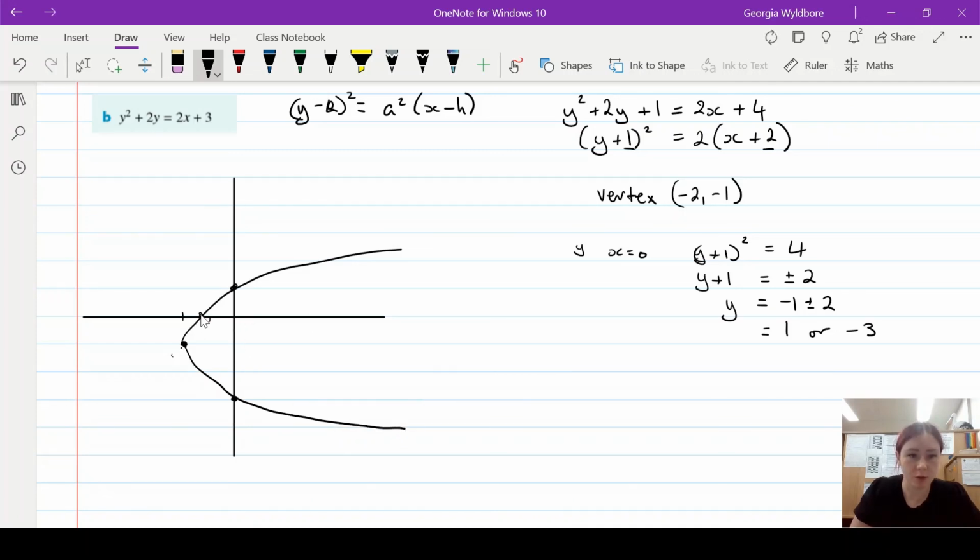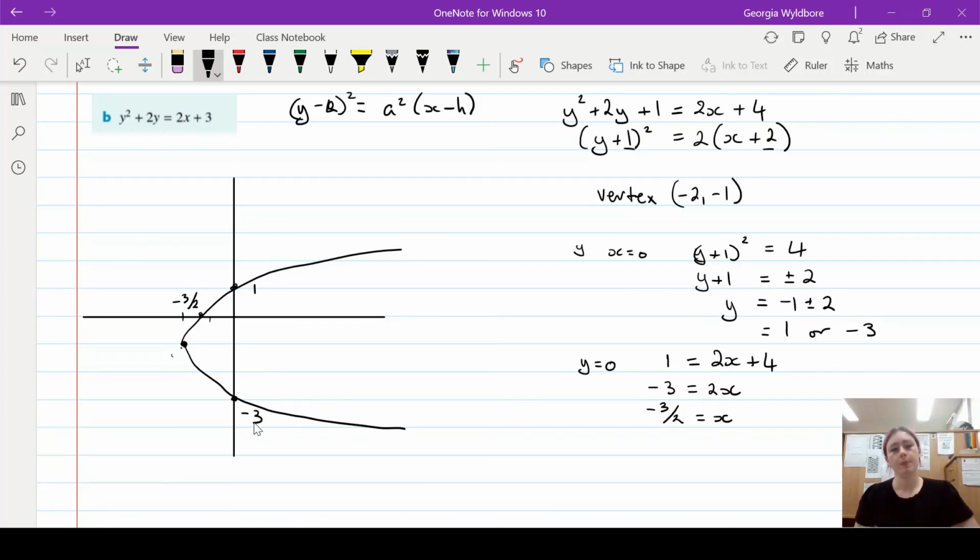And then we just need to know what that point on our x-axis is. So when y is 0, we get 1 squared, effectively. So it's just 1 equals 2x plus 4. Take 4 away from both sides. -3 equals 2x. So -3 on 2 is our value of x there. About -1.5. So we've got it in roughly the right place. And there's your sketch.